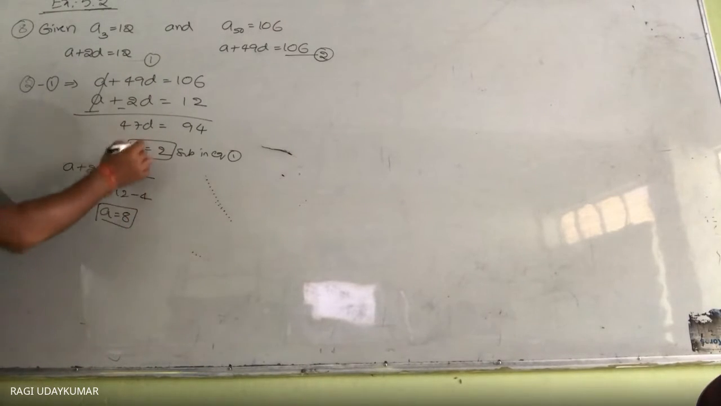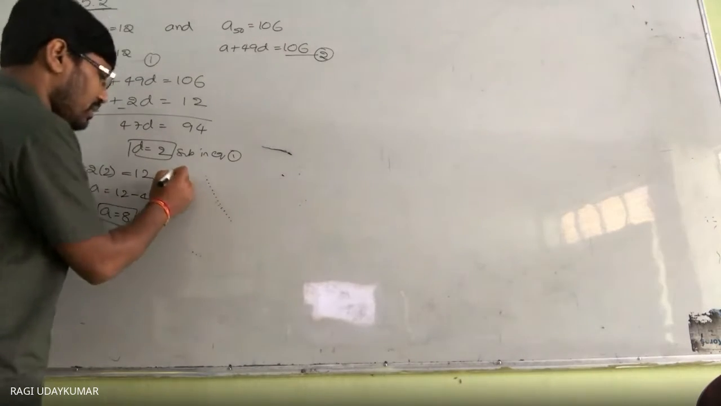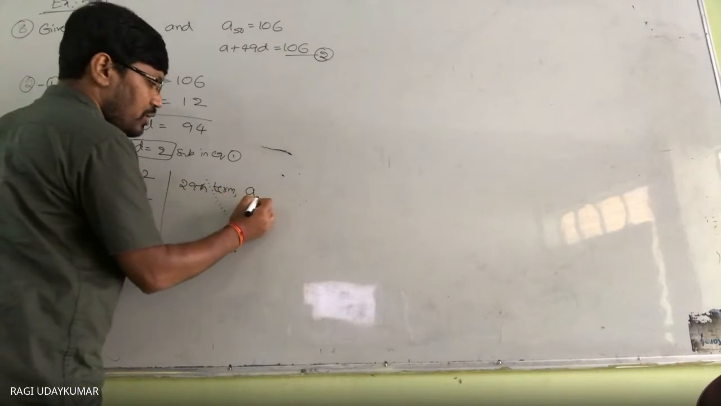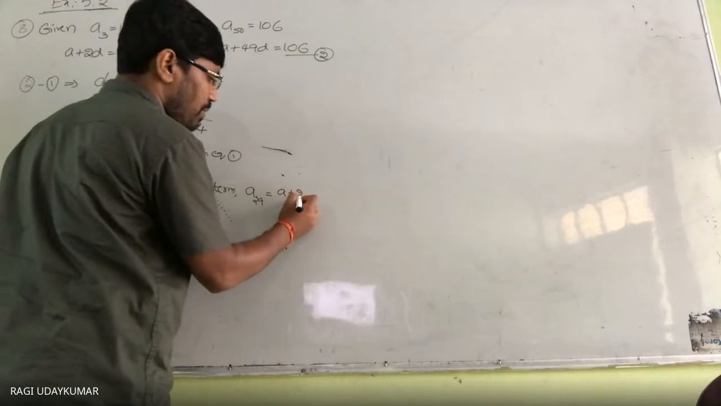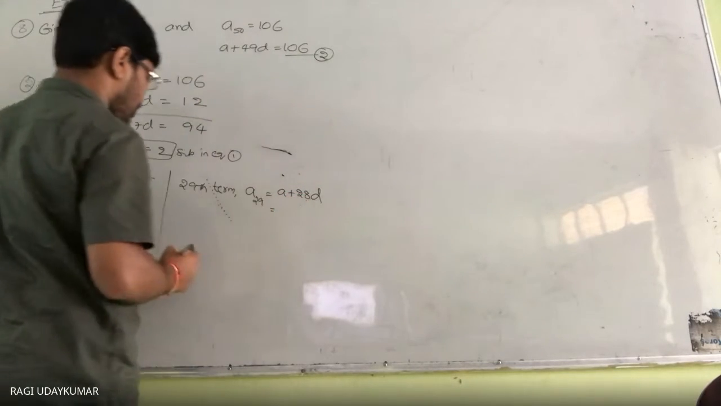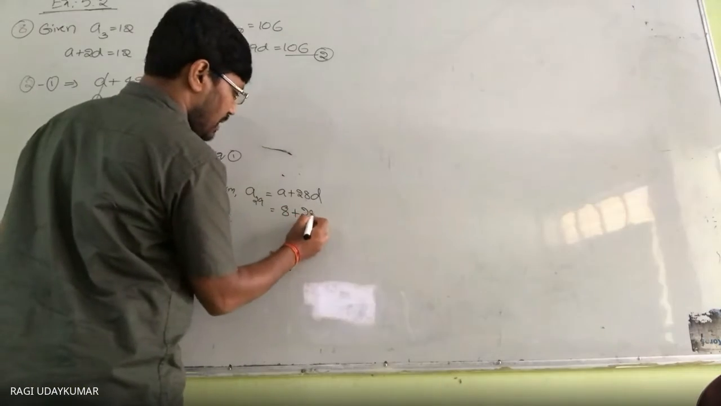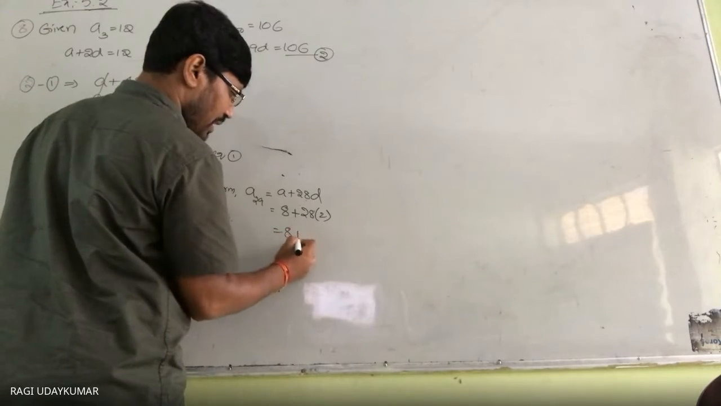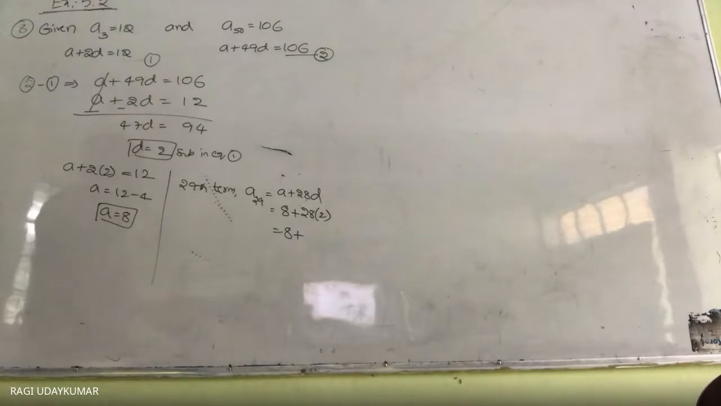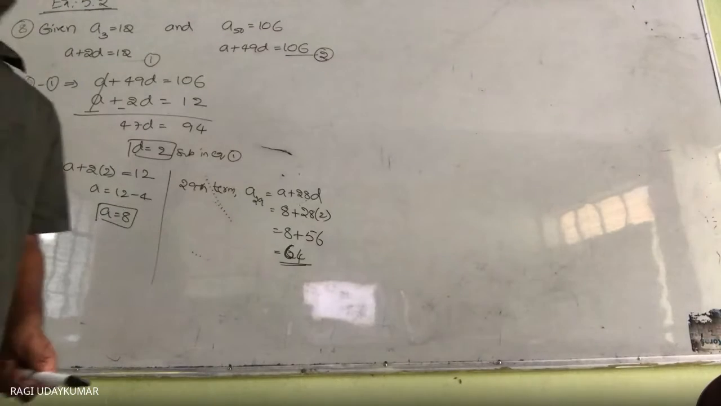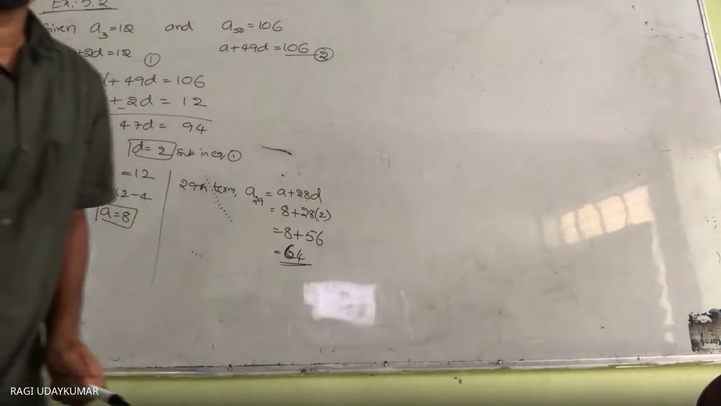So A and D we are getting, and we are asked to find the 29th term. A29 is equal to A plus 28D, which is equal to 8 plus 28D, 8 plus 28 twos are 56. So 64 is A29. That's all. Okay, did you understand?